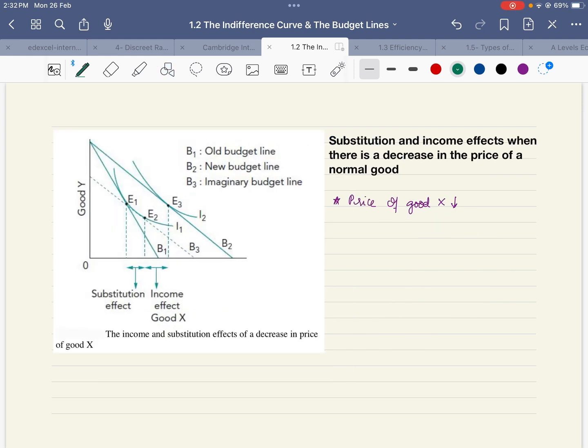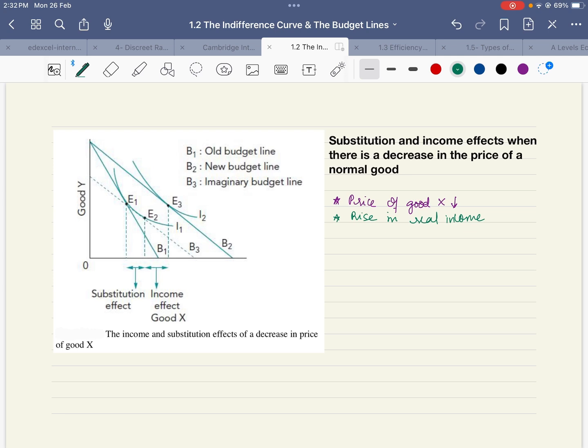In this graph, we are going to observe the substitution and income effect when there is a decrease in the price of a normal good. As the price of good X, which is a normal good, has decreased, it means there is a rise in the real income of the consumer. The fall in price is equivalent to the rise in real income of the consumer, because this is the amount which the consumer can use to purchase more of good X.